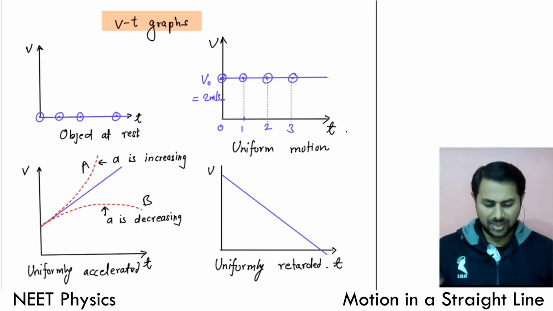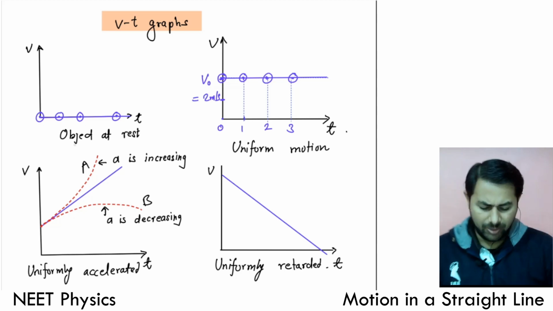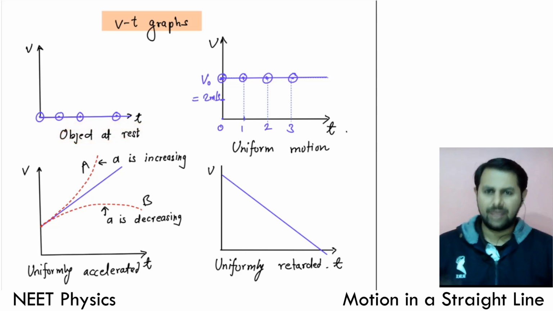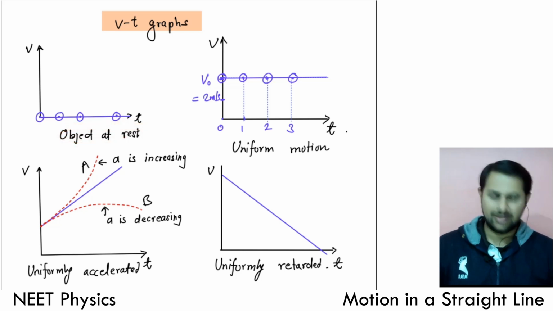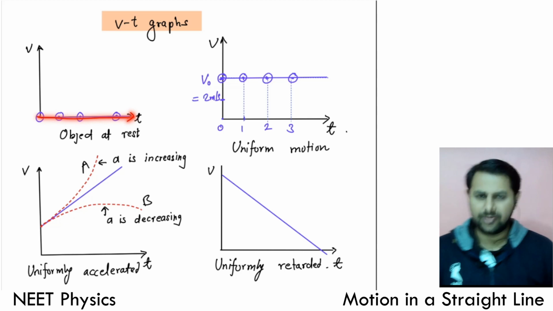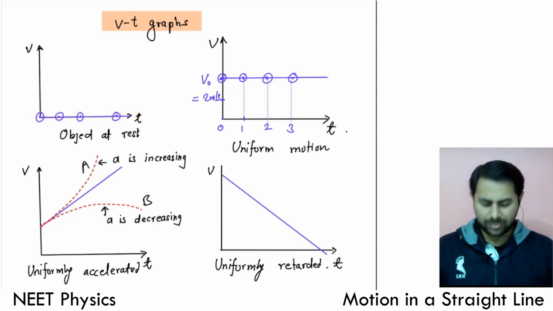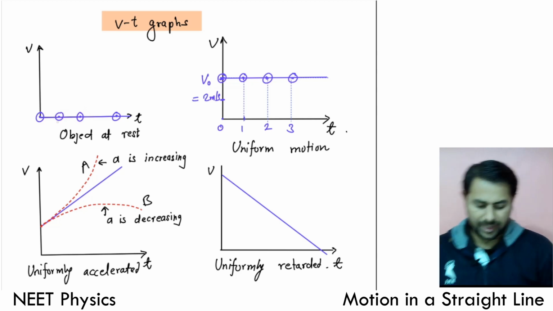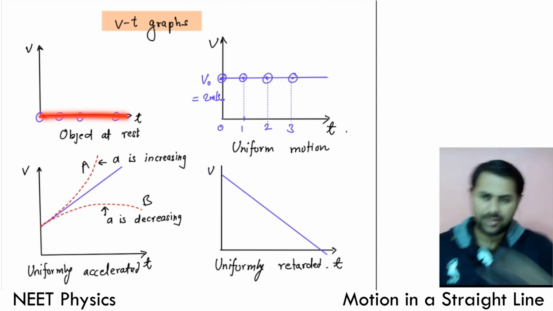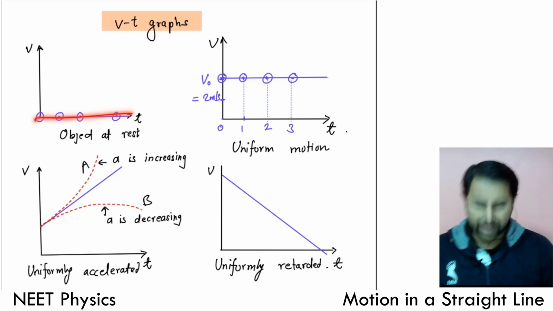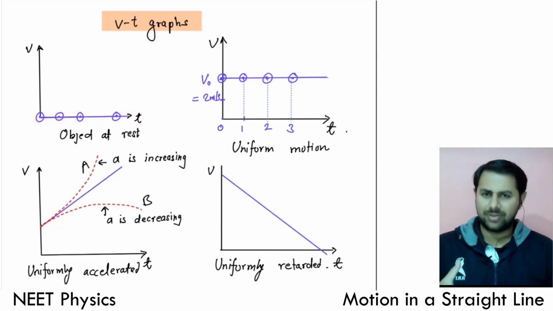In case of the velocity versus time graph, if your object is at rest, how will its velocity versus time graph look? It will look like this. Why? Because at t equal to 0, your object is at rest, that means velocity is 0. At t equal to 1 second, the velocity is 0. At t equal to 2 seconds, the velocity is 0. If you join all those points, you will just get this horizontal line, and it is just the time axis. It's not parallel to the time axis, it is the time axis. Right? This is clear?